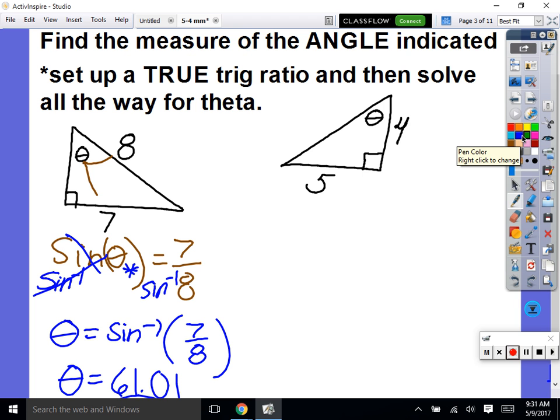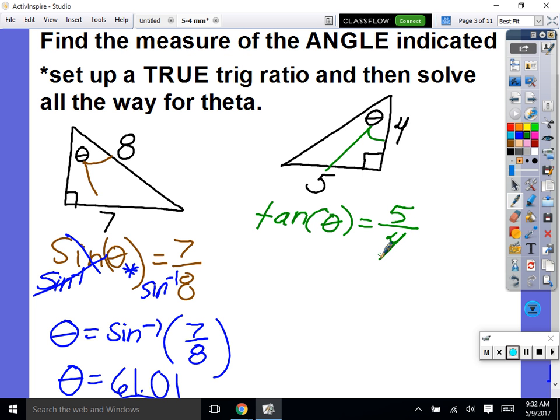So we have here a triangle. Which trig ratio did you use? Tangent, because we have the opposite and the adjacent side in that order. So the true statement is tangent of theta equals 5 over 4. And then you'd say to yourself, what am I trying to find here? I'm trying to find theta. So I need to undo tangent. So tangent inverse of both sides of the equation. So theta equals tangent inverse of 5/4.